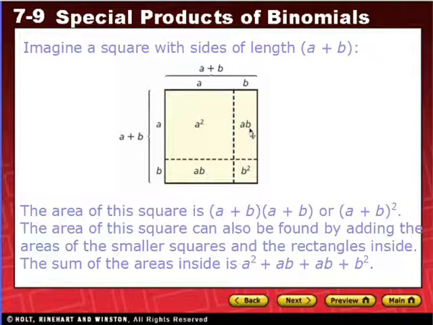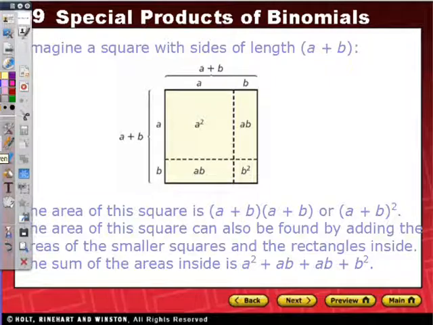So let's imagine we've got this square here with sides of length a plus b, and you don't have to write this down, just watch. If we break this into its two parts, kind of like with algebra tiles, we would have a plus b here across the top, and a plus b down here along the side.